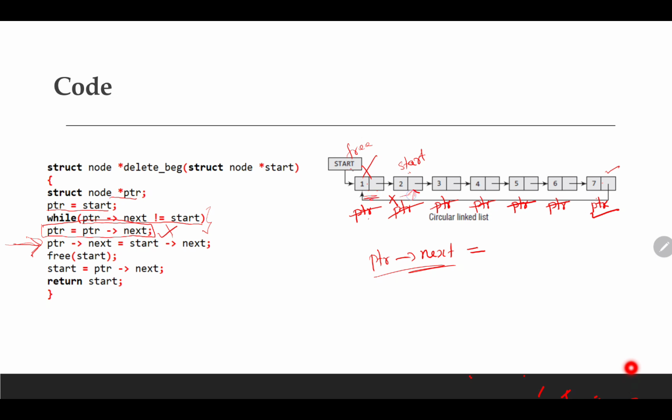This is the start node, and this is the next node. So this node's address should be saved here. For example, if the address is 100, then 100 will be stored here. Then by using the free function we remove the start node. Then start = ptr->next, so this becomes the start node.